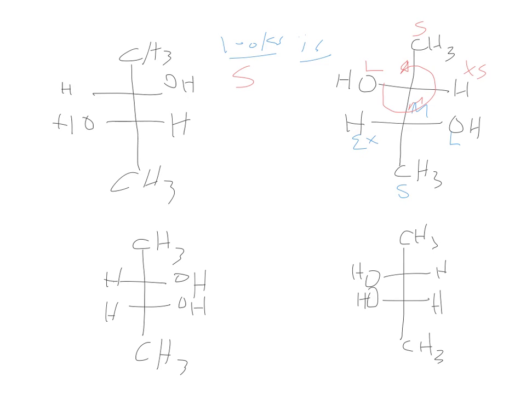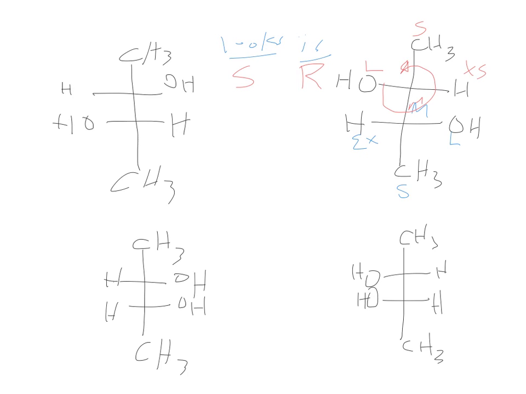Now, the question is, is the extra small group coming out towards us, or is it going away from us? On a Fischer projection, because it's on the horizontal line, it is coming towards us. So does that mean it really is an S, or is it really an R? What's the rule? It's an R, because it's the opposite of what you think. Remember, if the extra small group is going away from you, it really is what it looks like. If it's coming out towards you, it's not.